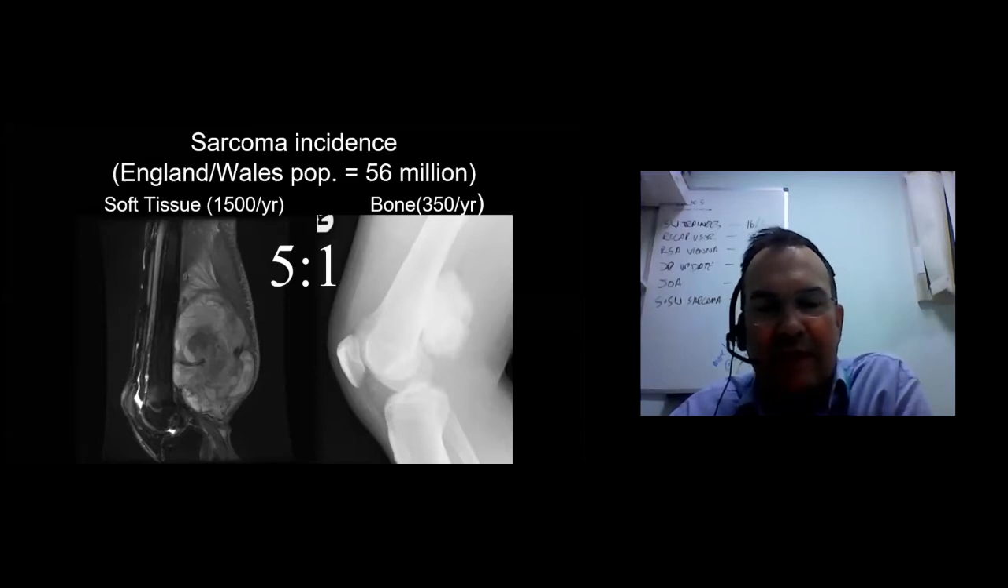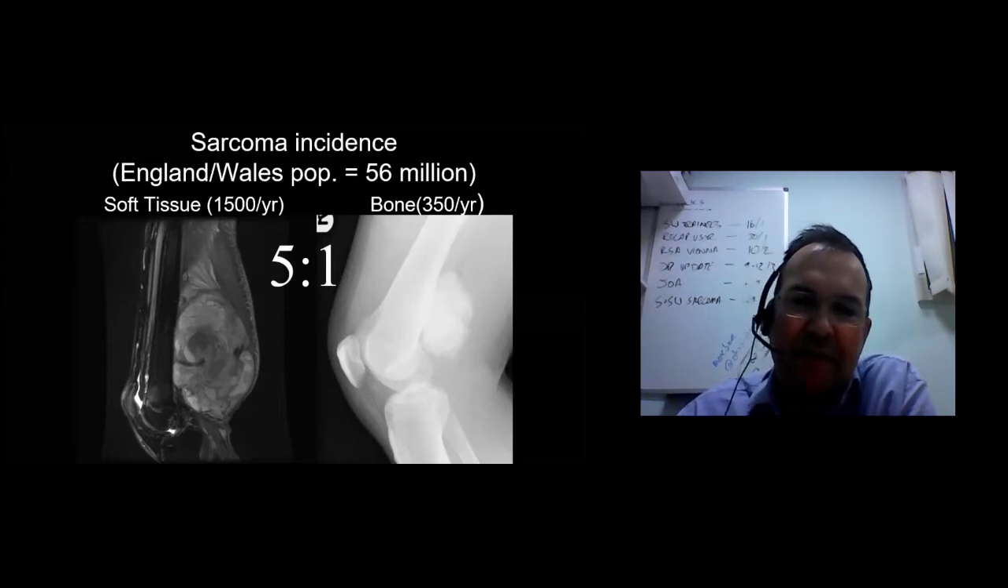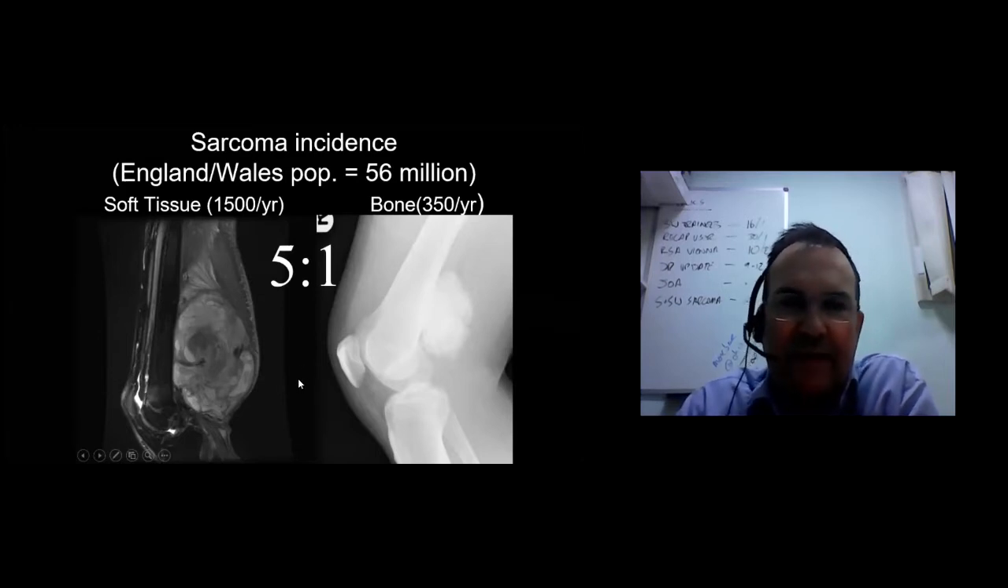If you got the MRI scan on the left in the exam, you'd be expected to say this is a large soft tissue tumor and it's abutting the periosteum. You can see that there's some periosteal involvement at the posterior aspect of the femur. So you'd really need to be talking here not just about excising the tumor, but about doing a distal femoral resection, but more of that later.